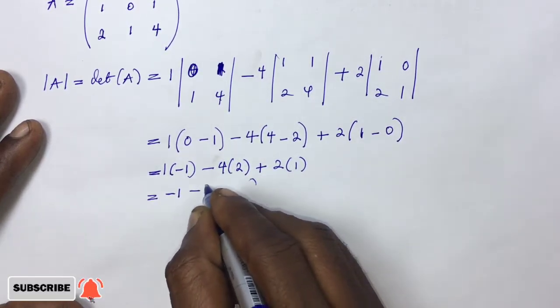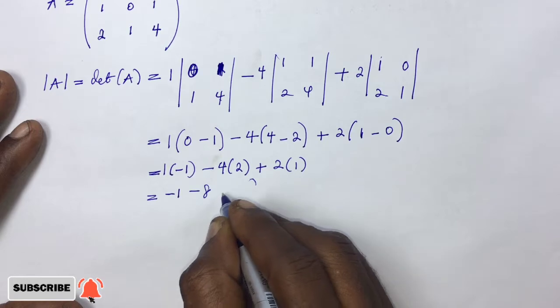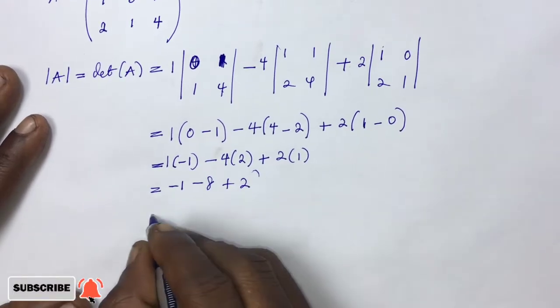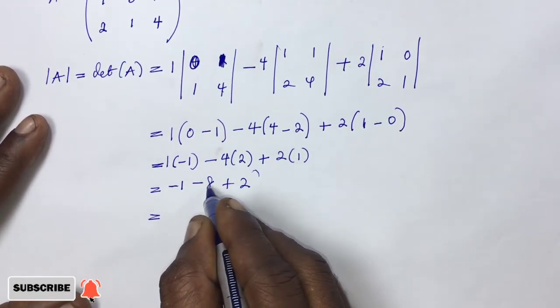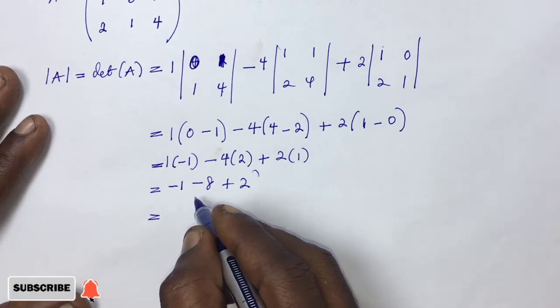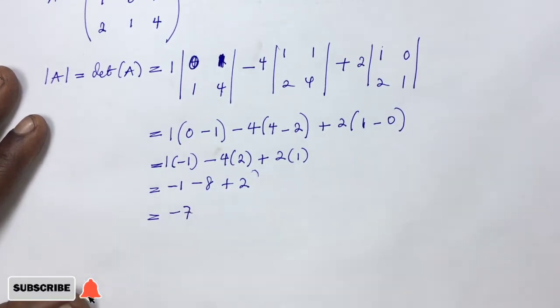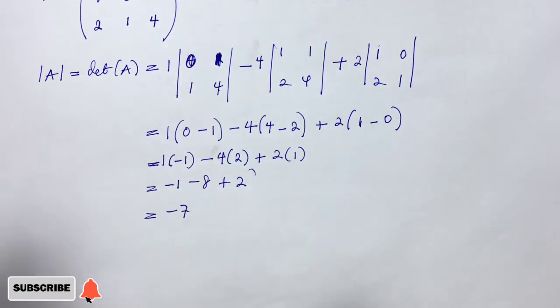Minus 4 times 2 is minus 8. Plus 2 times 1 is what? Is 2. Okay? So the result becomes minus 1 minus 8, which is minus 9. Minus 9 plus 2 will give us minus 7. So the determinant of this matrix is minus 7.